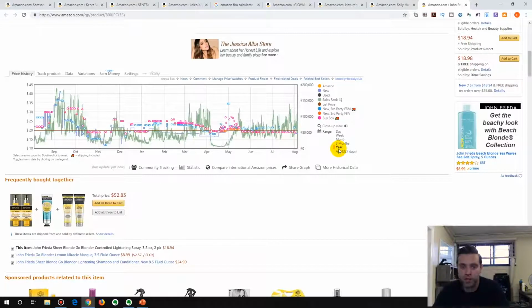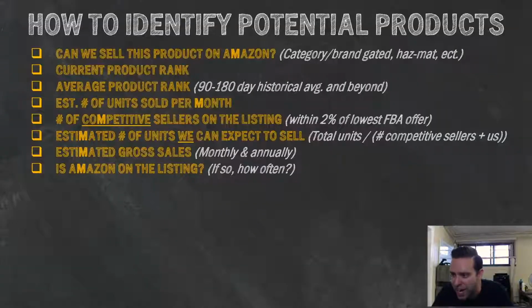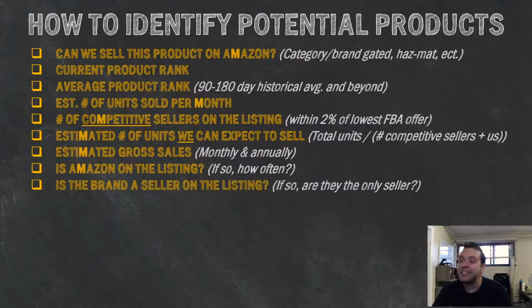So very important, one of the most important things to look at is Amazon on the listing? What is their history of the listing? How often are they on the listing? Another super important data point for you to look at, guys. Next, is the brand a seller on the listing? If so, are they the only seller on the listing?